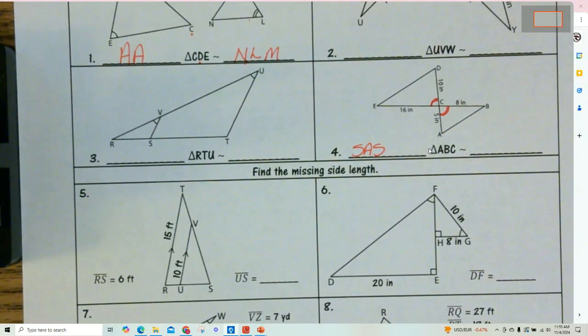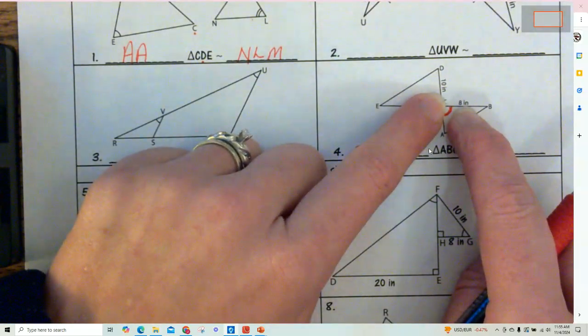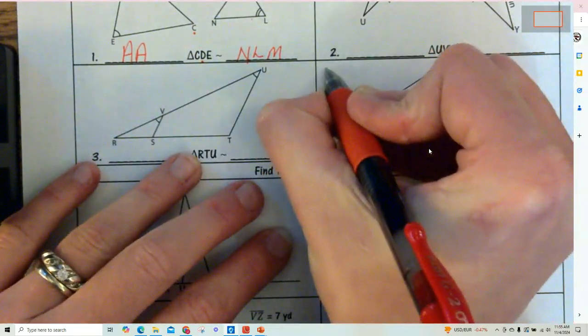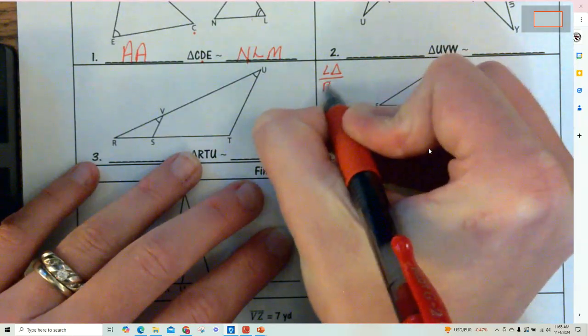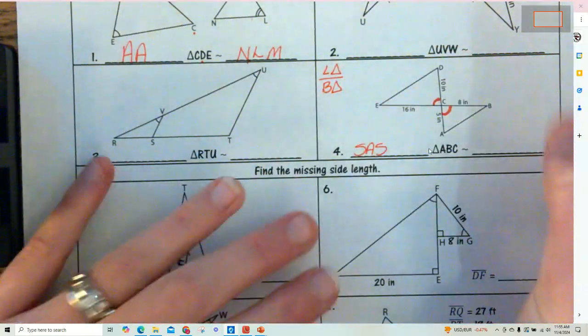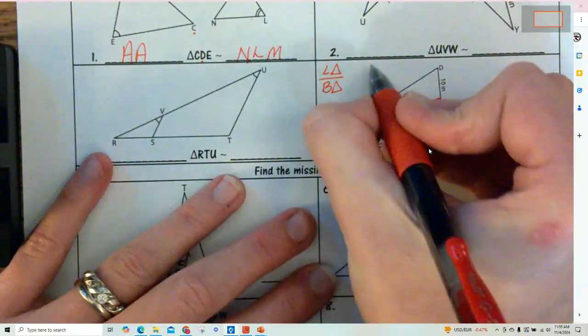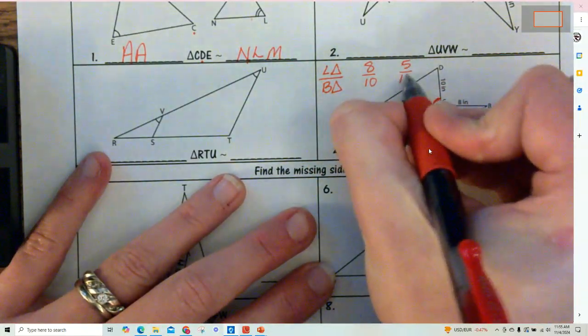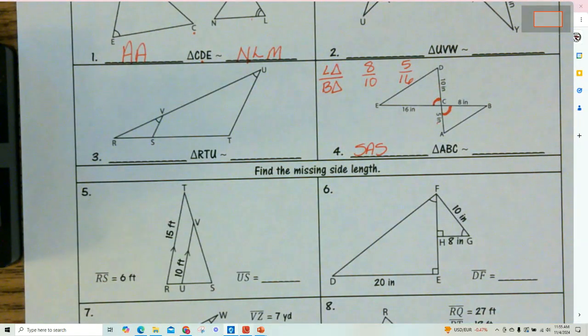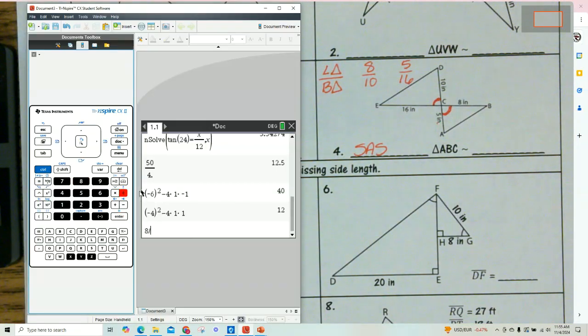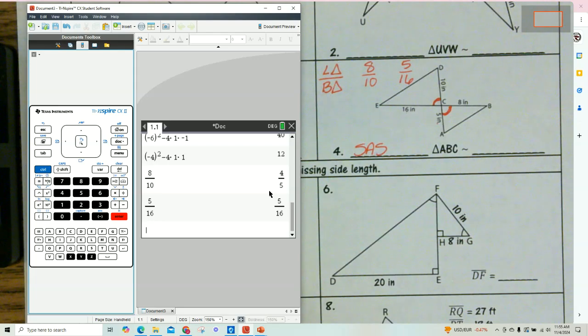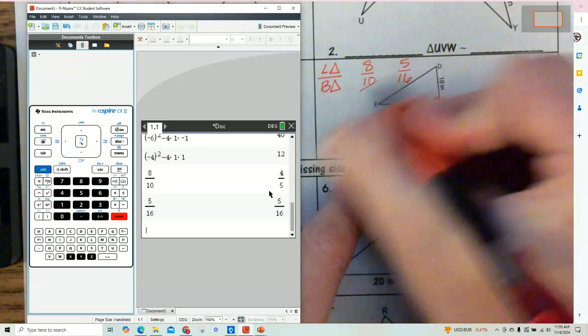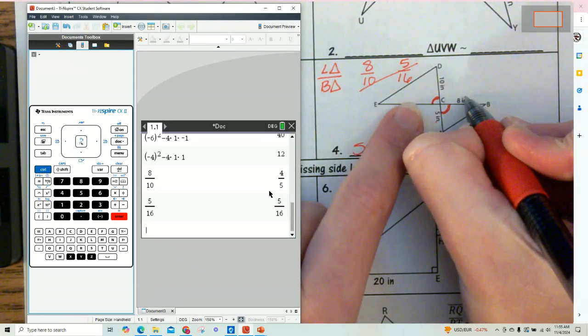So say we think these two are in common. Okay. So I'm going to say the little triangle over the big triangle. Remember, the order has to stay the same. So I want to see if 8 and 10 go together, which would make 5 and 16 go together. I have to check them. I have to make sure that they go together. So I would do 8 over 10 and 5 over 16. If those numbers aren't the same, then that's not the matching. That's not the sides that go together. So that's out.